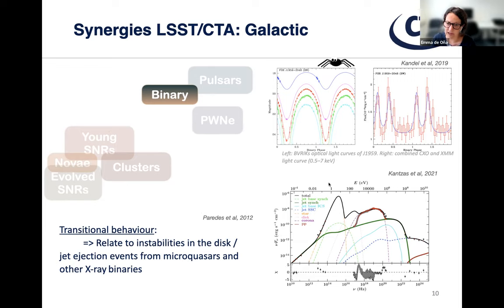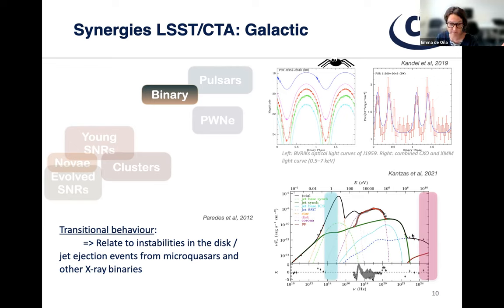But we also expect to have gamma rays in CTA coming from more extreme binary systems, like microquasars. In the case of microquasars, this is a nice work by Kanzer et al. And here again is the kind of emission that we expect. This is what CTA will be. And then again, we need to know how the different corona, disk, and star photon fields are changing, so we can understand what is going on here.